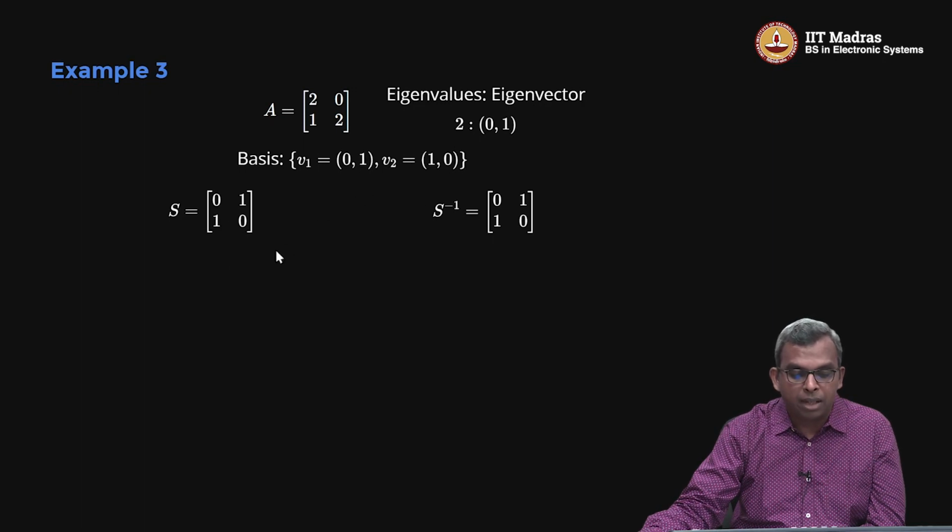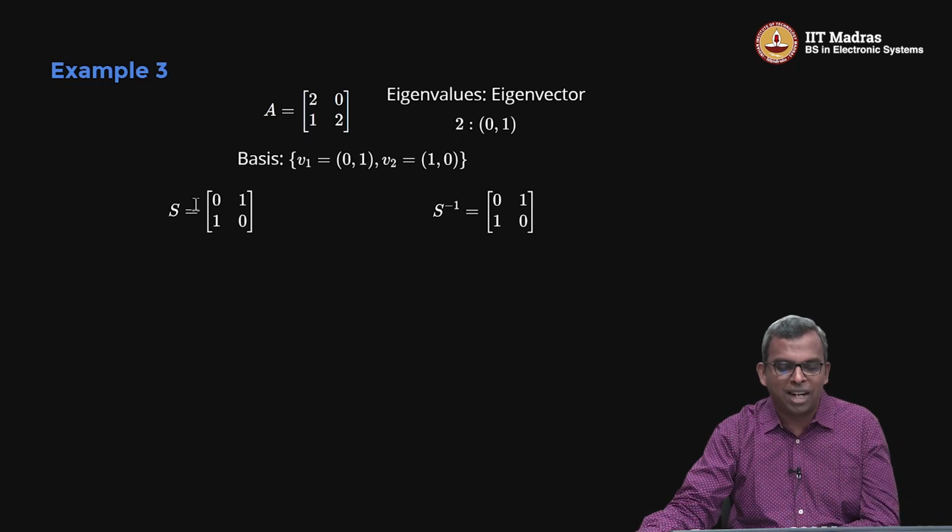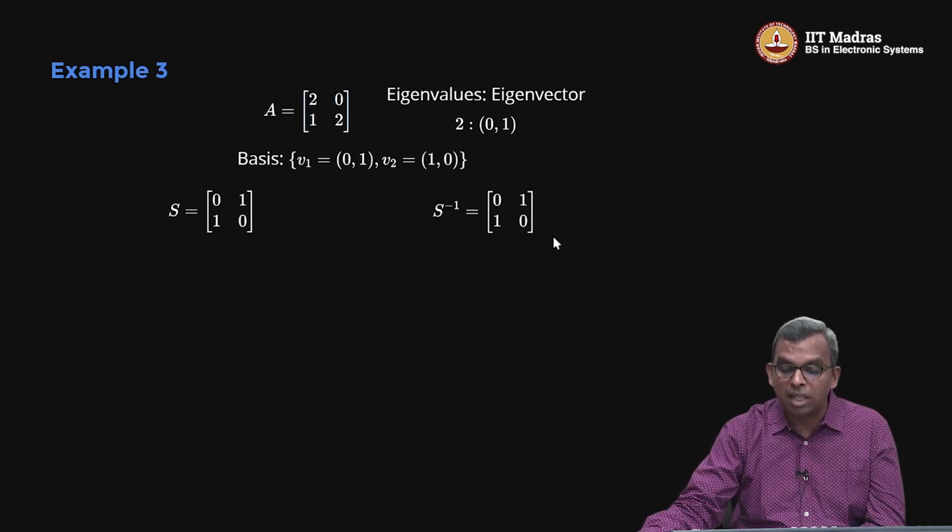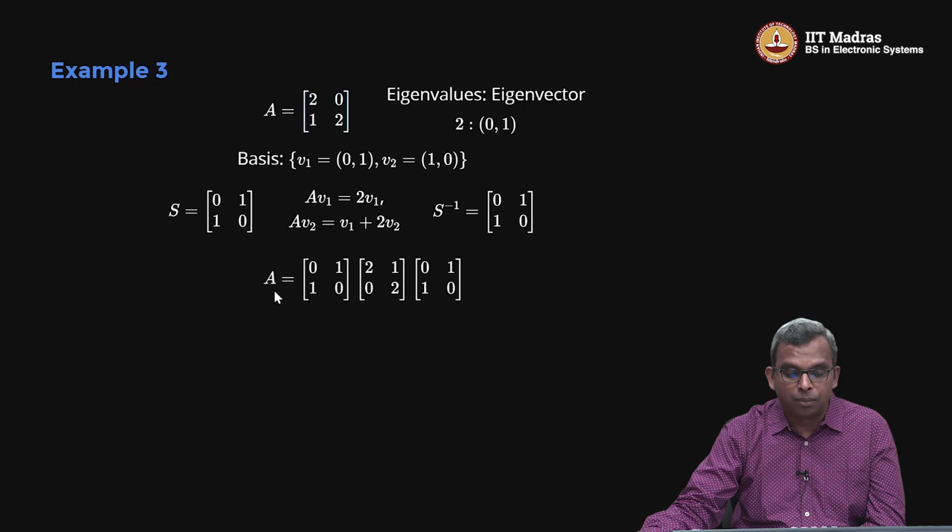And I have my S. Notice how we have to be careful here. S is the first column 0, 1, second column 1, 0. It's not identity type. So S inverse is also the same. Okay, you do the inverse, you'll get the same guy here. And if you do A times V1, you're going to get 2V1, and A times V2 is going to be V1 plus 2V2. So the matrix A can be written as S times the matrix here.